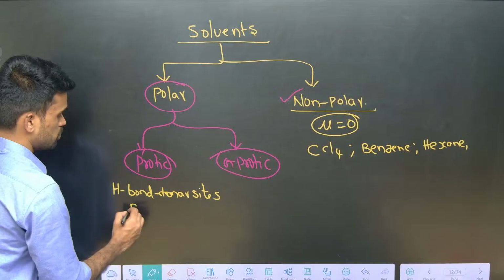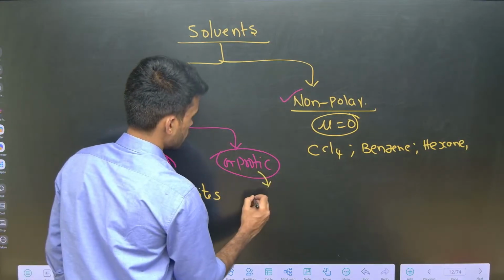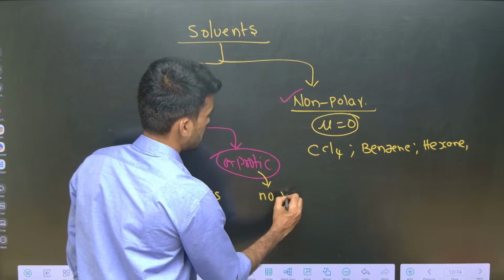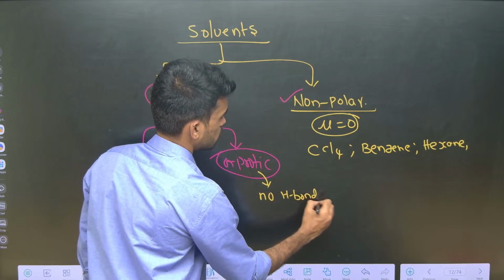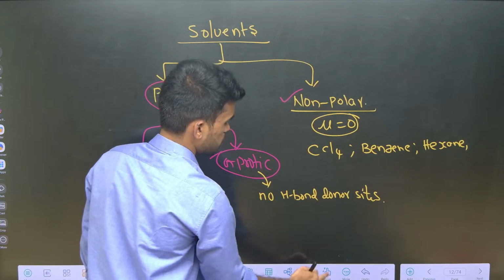Okay, present, sites are present. Okay, and here, no hydrogen bond donor sites. Okay, let me explain with some examples.